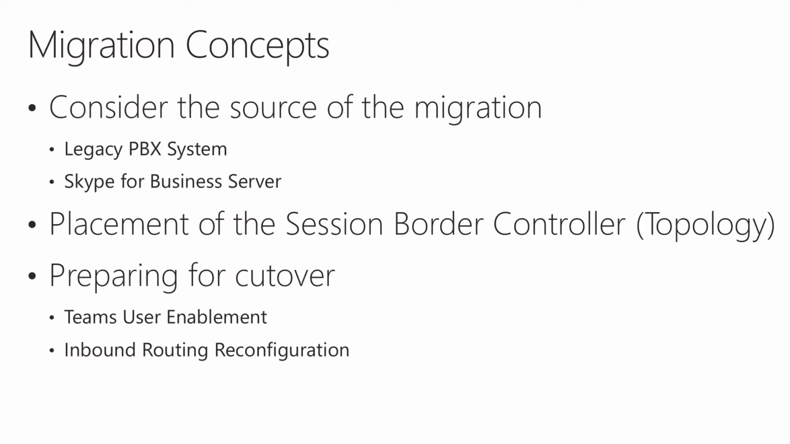As we look at migration to direct routing, we first want to level set with some migration concepts. First and foremost, we want to make sure that we consider what the source of the migration is going to be. Meaning, are we migrating to Teams direct routing from a legacy PBX system like a Cisco Call Manager or some other third-party PBX platform? Or are we migrating from an environment such as a Skype for Business server platform that could be using enterprise voice? The reason that's important is because based on the source of the migration, we may have a slightly different set of steps that we need to adapt to.